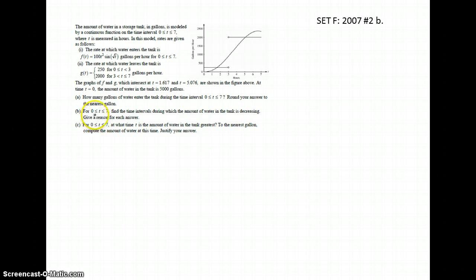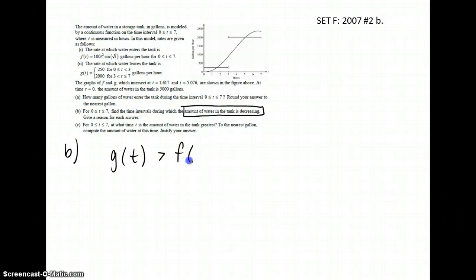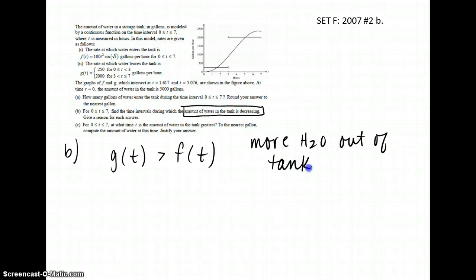B, for the time interval between 0 and 7, find the intervals during which the amount of water in the tank is decreasing. Okay, so we're given 2 rates. We're given the rate at which water goes into the tank and the rate at which the water is coming out of the tank. So the water in the tank would be decreasing when G of t is bigger than F of t. So what does this mean in words? More water is going out than is coming in. So the amount of water would be decreasing.